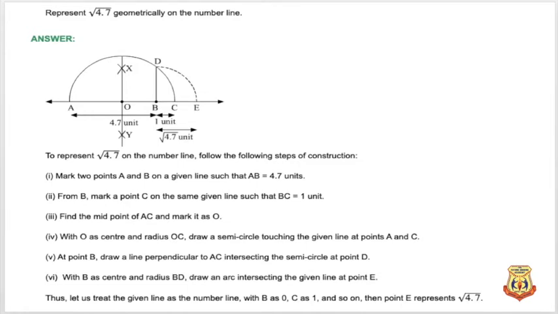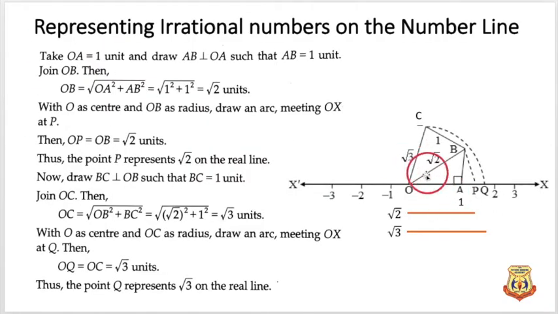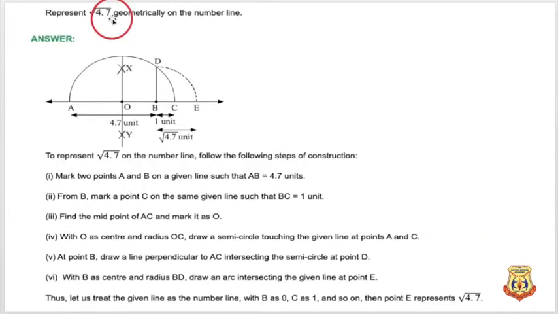Come to our next example. Represent root 4.7 geometrically on the number line. The question is root 4.7. The previous ones were only root 2, root 3, but here it comes with a decimal number. So these are the steps which you have to follow.